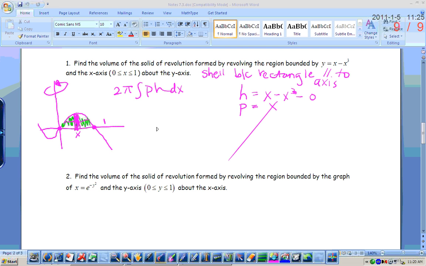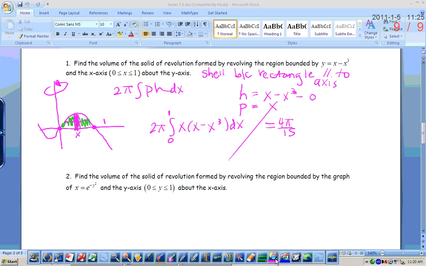So I'm going to take 2 pi, and I'm going to integrate p times h, which would be x times x minus x cubed dx. Now, between which two x values do you think I'm going to integrate? 0 and 1. And if you were to type that into your calculator, you would get 4 pi over 15.